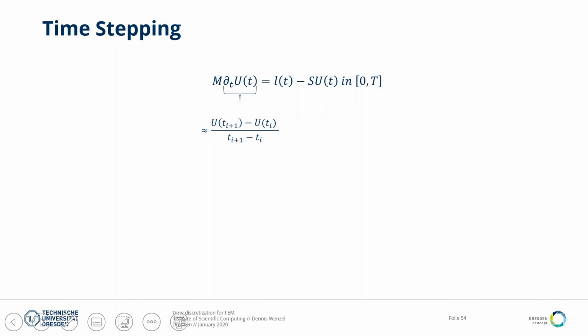So we now take our time derivative and replace it by a classical difference quotient. So just taking the difference between the two function values and dividing by the time step. That's pretty standard. That's also what's done in both the explicit and the implicit Euler method.